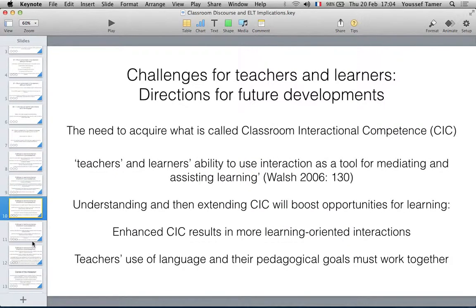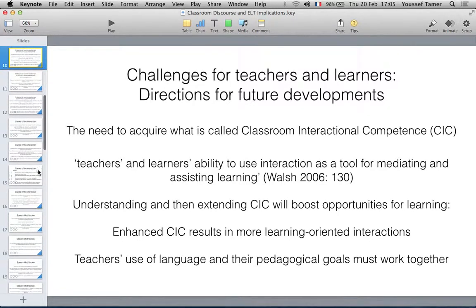Then the second point we can stop at is the one that you have mentioned, which is that he suggests a kind of competence. He refers to it as classroom interactional competence. He suggests that teachers in teacher education programs should learn about the features of classroom discourse, in order to build this kind of knowledge, this competence that he refers to as CIC: teachers' and learners' ability to use interaction as a tool for mediating and assisting learning.